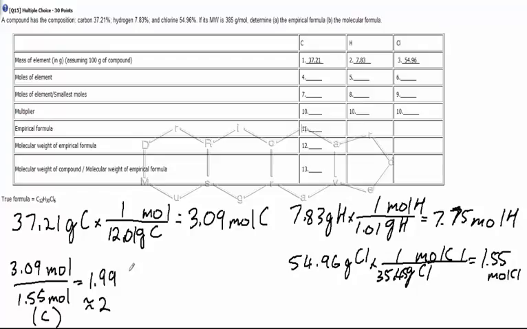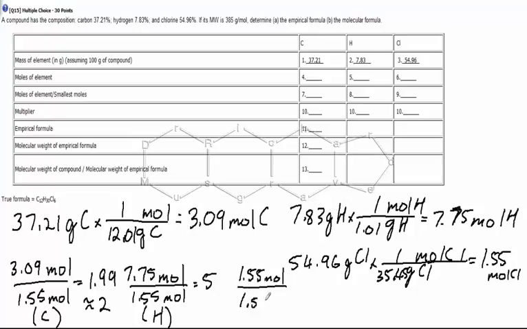Next we'll look at the hydrogens. We've got 7.75 moles divided by 1.55 moles. That's going to come out to be 5. So that's for the hydrogens. And for the chlorine, we've got 1.55 mole divided by 1.55 mole, which will of course be 1, so that's for the chlorine.